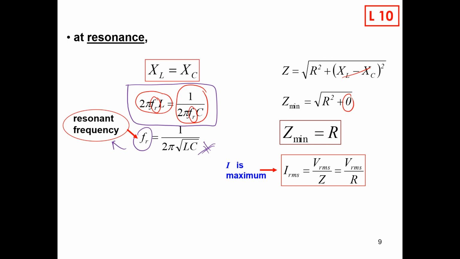When the opposition to the current is minimum, we get the maximum current through the circuit, which is I RMS equal to V RMS over Z, and since Z is equal to R, it is also equal to V RMS over R. So this equation is only for resonance.